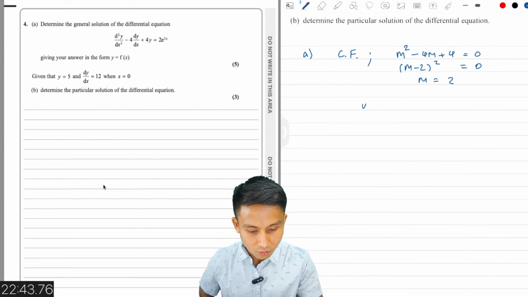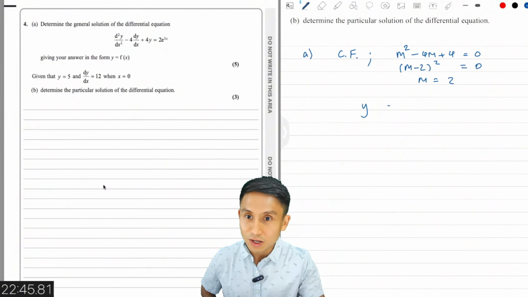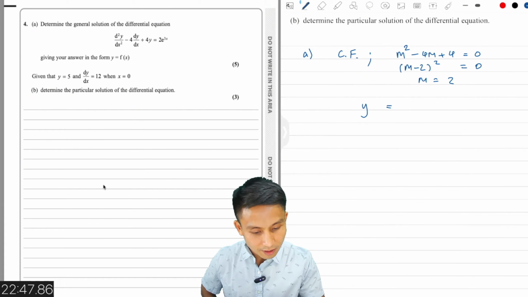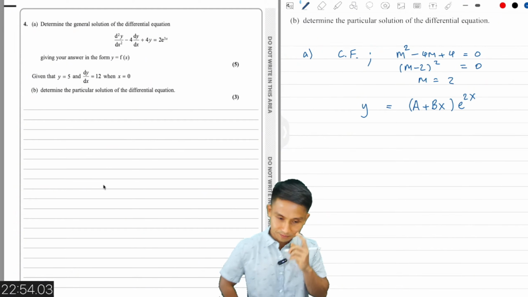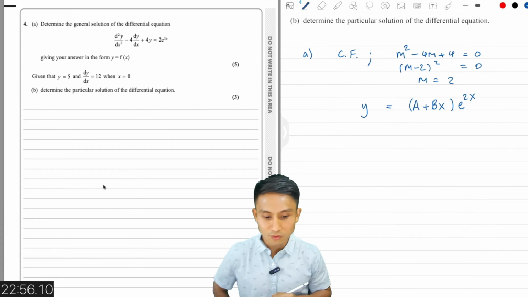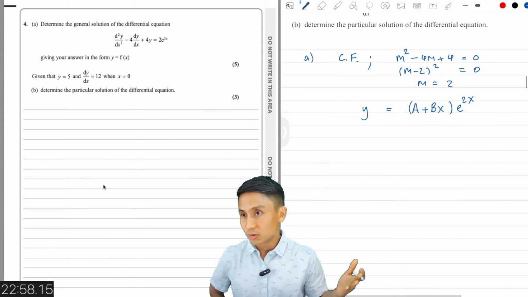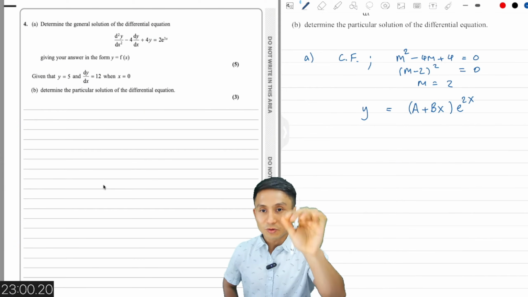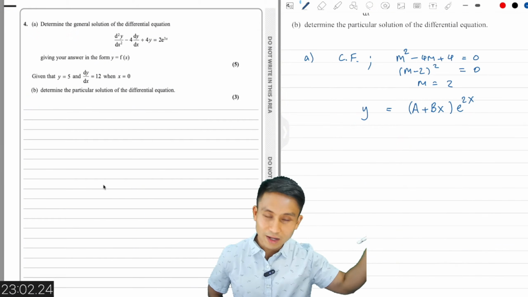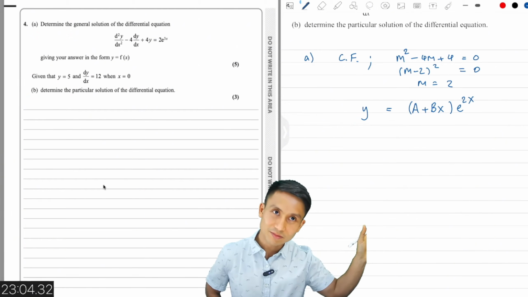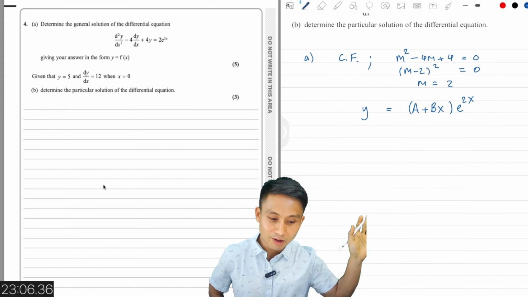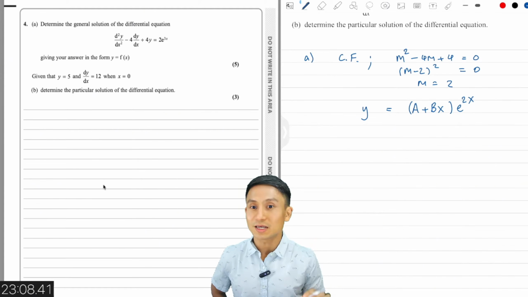Then we do y. Y equals a plus bx, and then e to the 2x, like that. That's the repeated root. So the e to the 3x for the particular integral, the non-homogeneous part on the right, is not the same as e to the 2x here, so we are good.